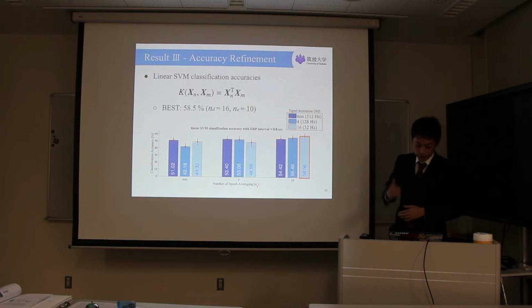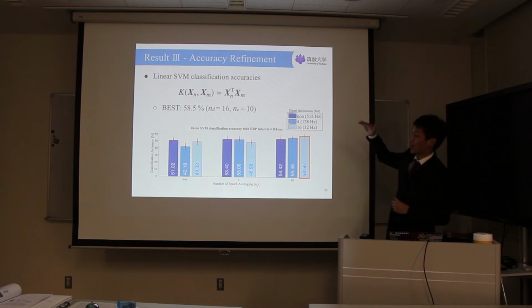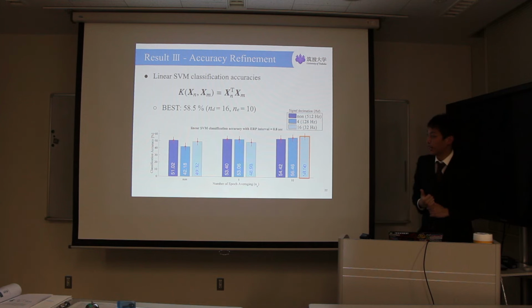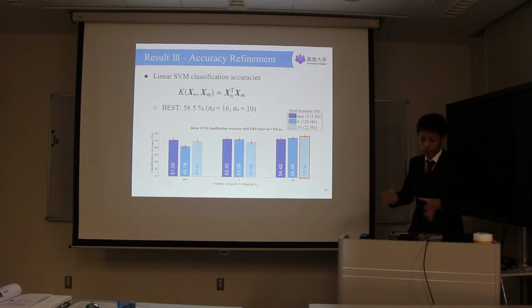So this is the result of using a linear SVM classifier, the kernel of which is described by this equation. The best result was 58.8%, when the decimation factor was 16 and with 10 ERP averagings.